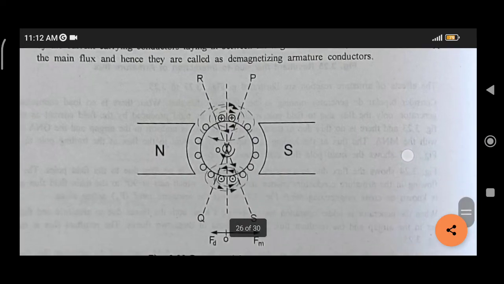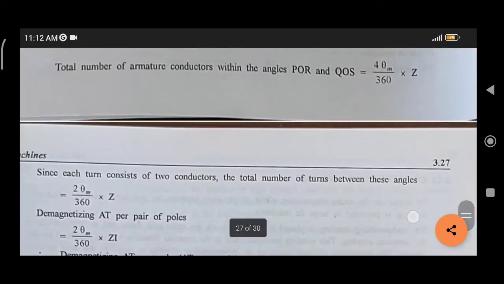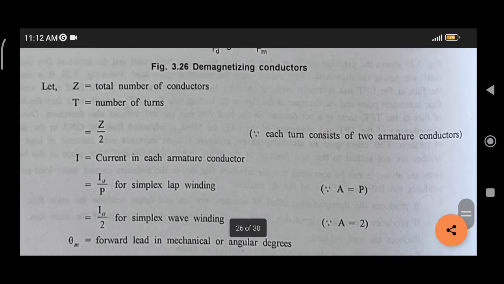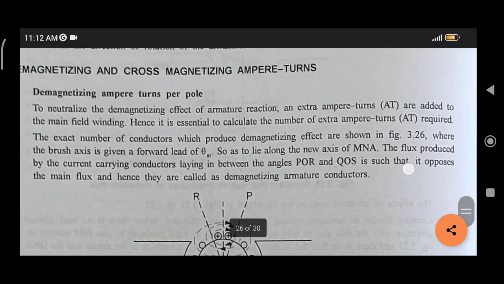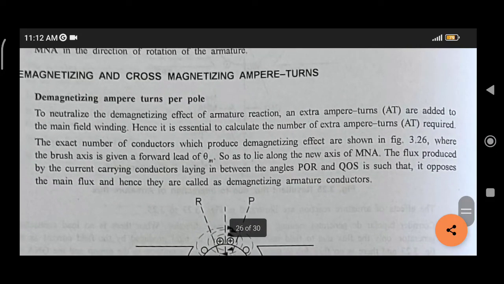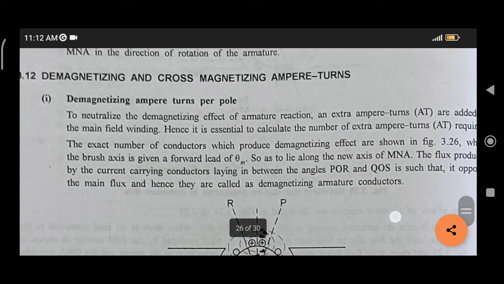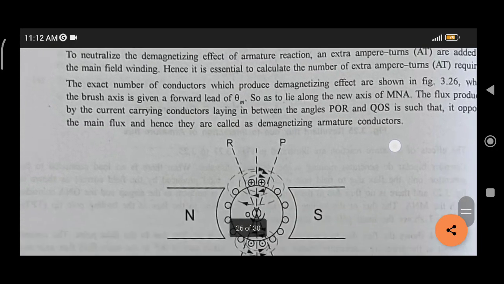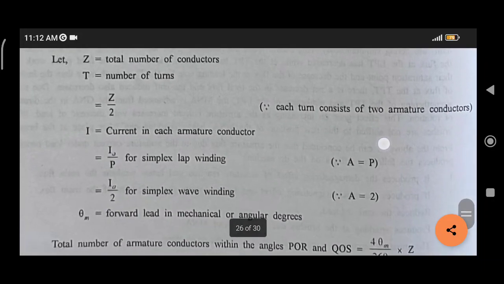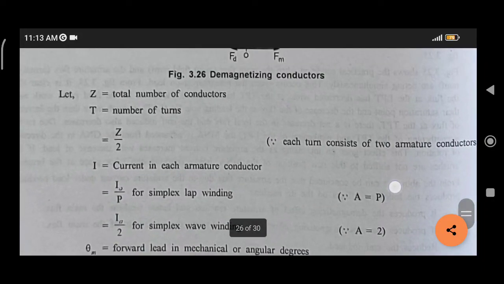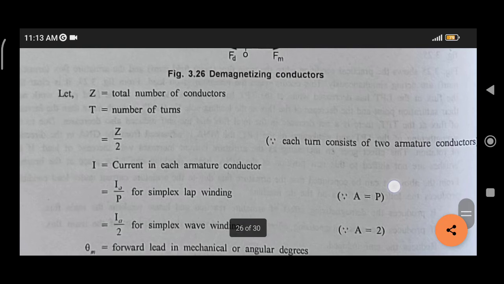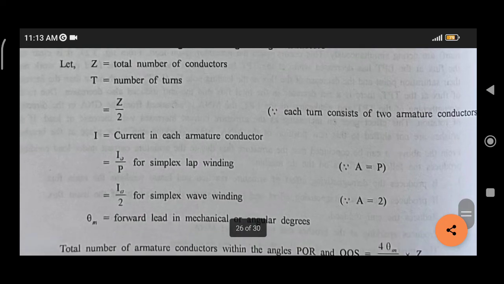You can also see that here. All the calculations are there. We have to put some demagnetizing ampere turns in order to counter this armature reaction. Here you can see the calculations. Z is the total number of conductors, T is the number of turns, equal to Z by 2, and I is the current in each armature conductor.